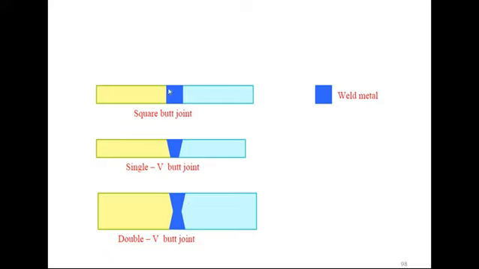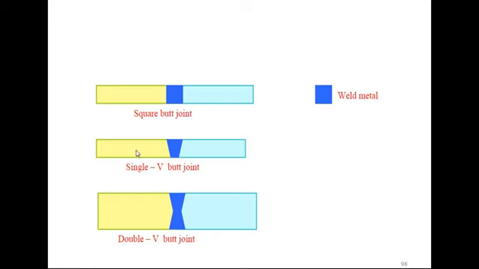So here you will observe the square butt joint. It means that these are the two metals, or we can say two plates, placed, and in between we have joined them with a square butt joint. So this is a square shape. We have joined these two plates with this square shape. That's why we can call it a square butt joint.